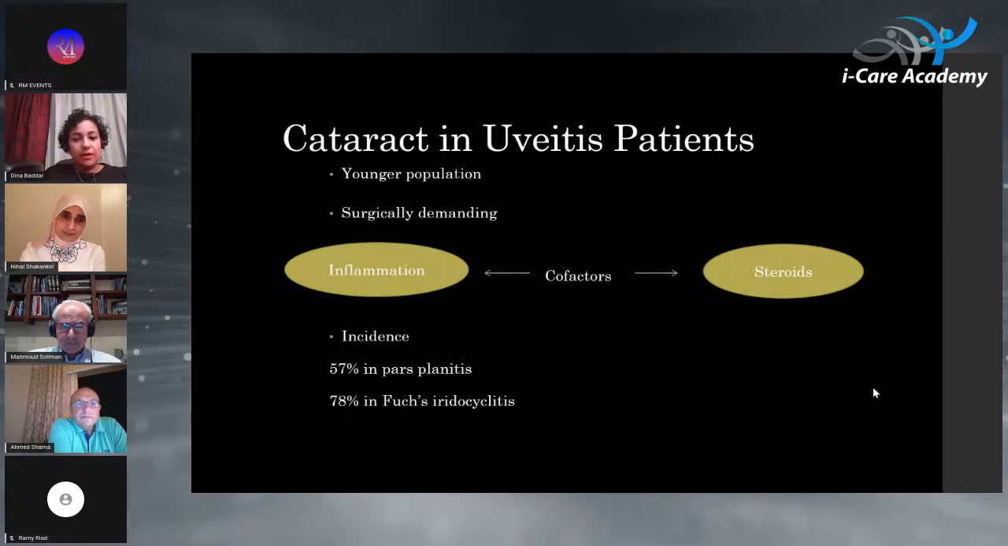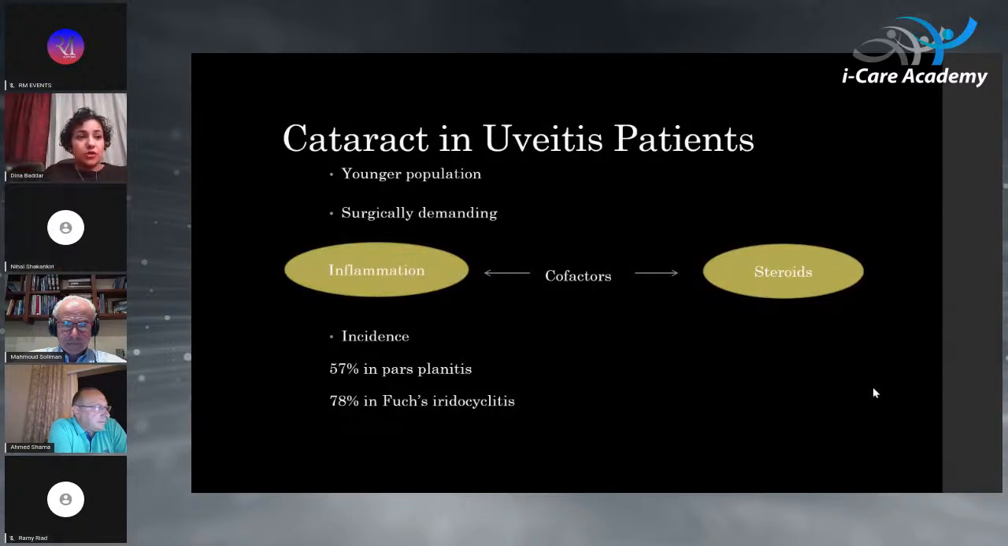All right, so the uveitic population is a unique population in being younger and more surgically demanding and having two factors playing a part in forming cataract. That is the inflammation and the steroids. The incidence is as high as 78% in Fuchs iridocyclitis and also like 60% in pars planitis. And incidentally, these are two pathologies in which cataract surgery is usually promising with good visual results.